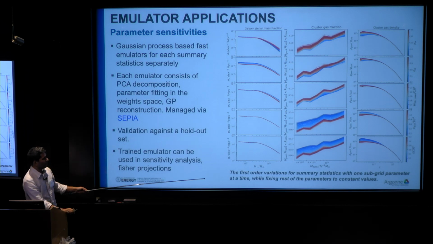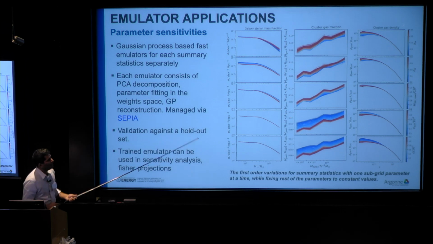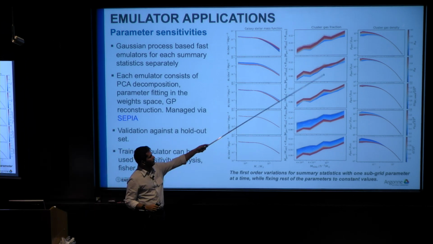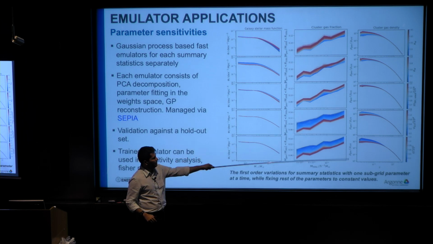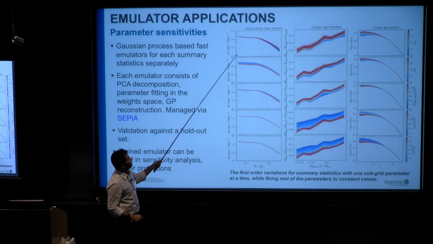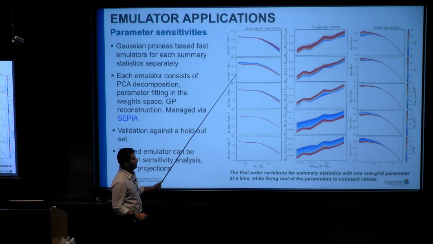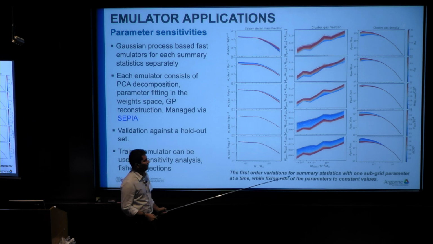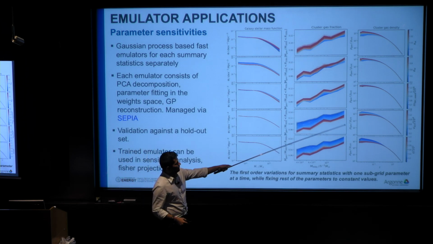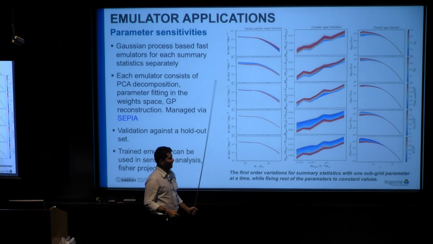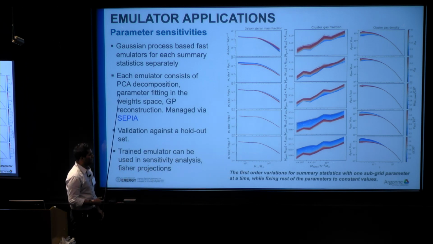One of the nice things is you can start looking at the sensitivities. What we are showing here is the variation of different summary statistics with the 5 parameters: the first 2 wind parameters, the thermal AGN parameter, and the kinetic AGN feedback parameters. One thing to note is for the galaxy stellar mass function, you see a decent variation with respect to the first 3 parameters. But when it comes to the kinetic AGN feedback parameters, you don't see a lot of variation. On the other hand, if you look at cluster gas densities, you do see a lot of variation here. Again, this is important for the other things that we are doing in the future.